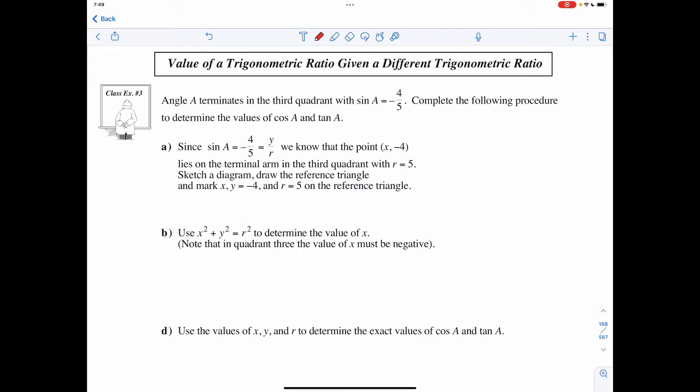I can solve the value of a trig ratio given another trig ratio. Angle A terminates in the third quadrant, where sine of the angle is equal to -4/5. Determine cos and tan. Since sine is y/r, we know that the y value has to be -4. We know the r value is 5, and that it ends in the third quadrant.